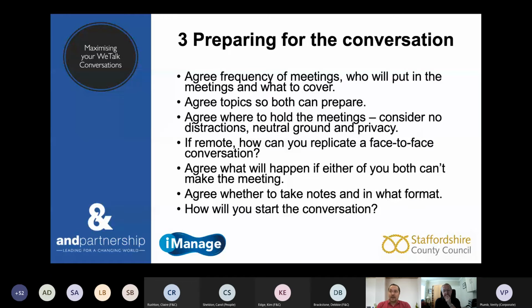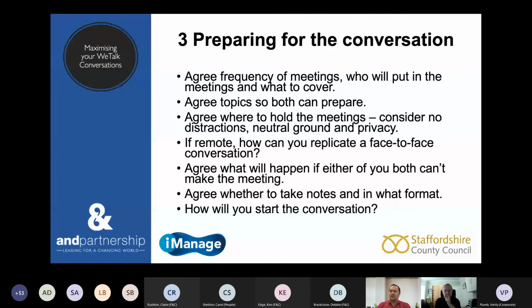As you can see there, they're split into two key elements, the doing side of things. You've got preparing for the conversation, which is the slide that's up now, and then you've got gathering evidence and facts, etc. Looking down the list of items on this slide, you've got things like agreeing the frequency of meetings, who will put in the meetings, and what to cover. And I think that's an important part.